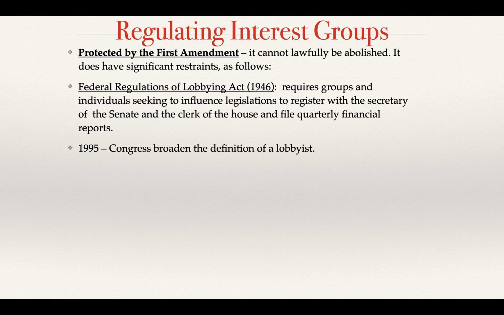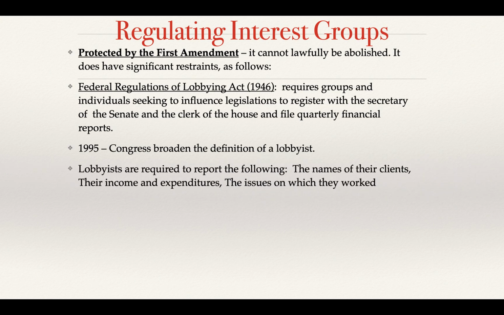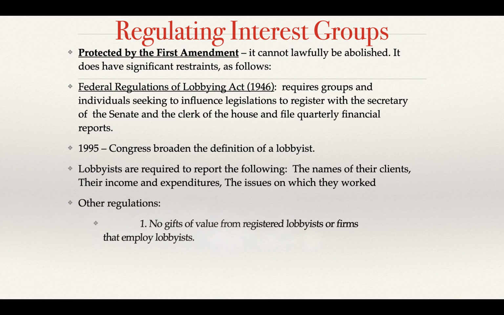In 1994, Congress broadened the definition of lobbyists. Lobbyists are required to report the following: the names of their clients, their income, expenditures, and the issues on which they work. So we can see who's lobbying whom. And we can also see who your representatives are talking to. It's pretty easy to look that information up, though it can be very hard. They try to make it as untransparent as they can, but there has to be transparency.